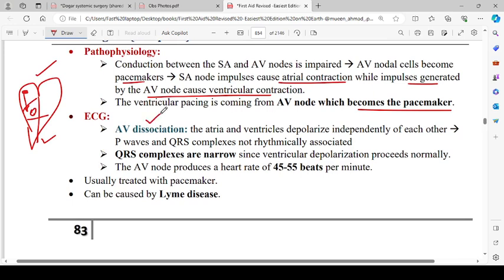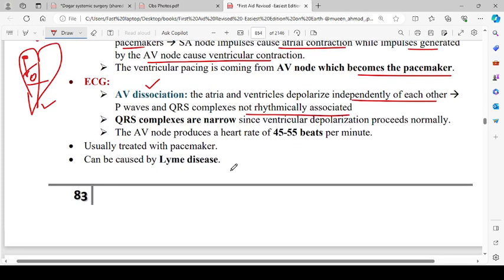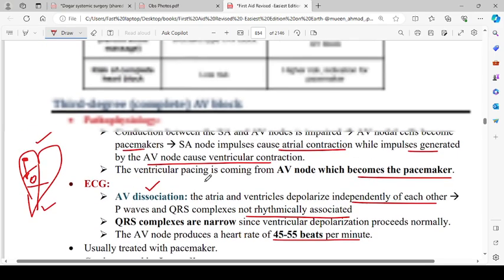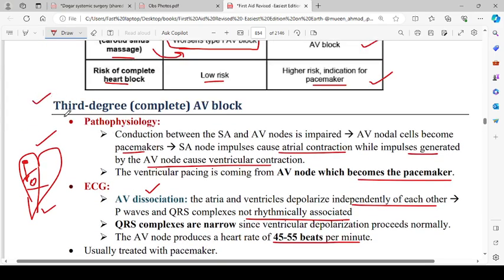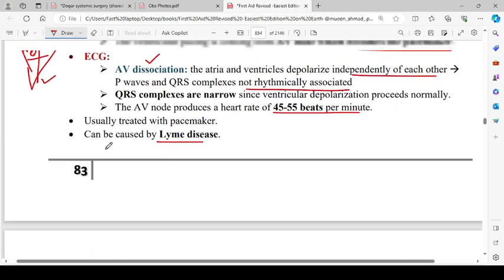On the ECG, there will be AV dissociation. The atria and ventricles depolarize independent of each other. P waves and QRS complexes are not rhythmically associated. QRS complexes are narrow, since ventricular depolarization proceeds normally. The AV node produces a heart rate of 45 to 55 beats per minute, usually treated with a pacemaker, and it can be caused by Lyme disease, a type 3 heart block, third degree heart block, in which the atria and ventricles are beating separately. That is happening in Lyme disease.